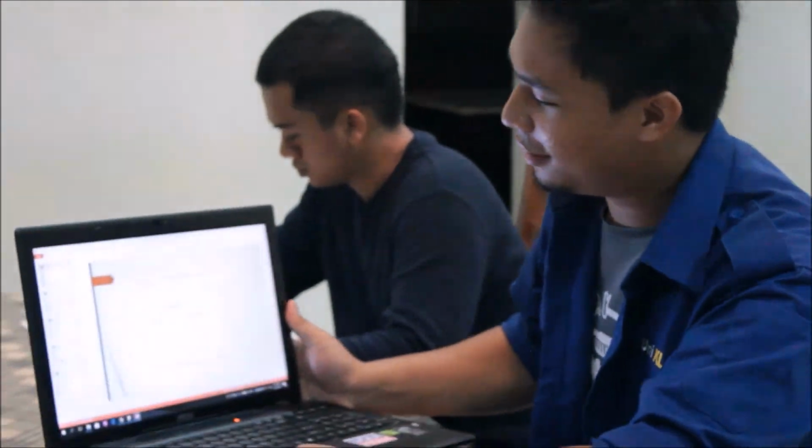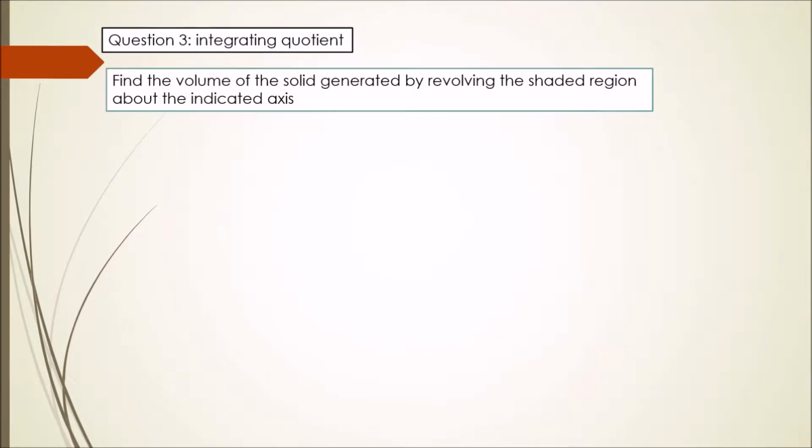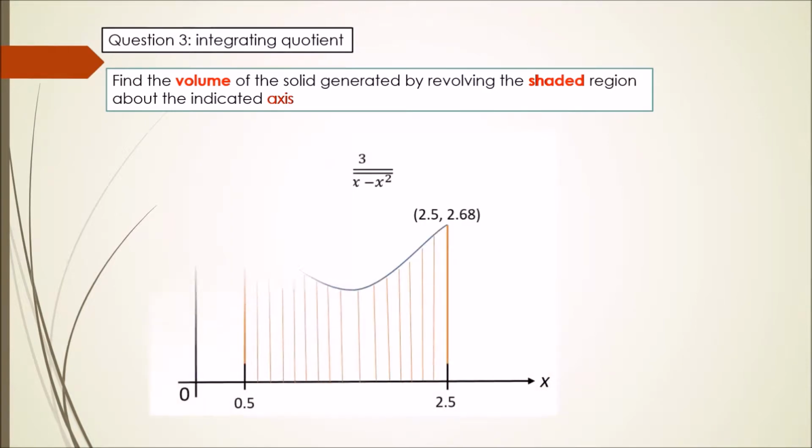Very easy in integration quotient if you know the steps. Okay, so here are the steps of integration quotient. For the question 3, we learn about the integration quotient. So the question is find the volume of the solid generated by revolving the shaded region about the indicated axis. So the first step you need to do is to highlight the important words, which is volume, shaded, and axis.